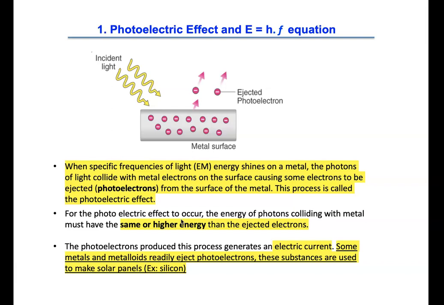Third bullet point: photoelectrons produced in this process generate an electric current. Not all metals do that. Some metals and metalloids can readily eject photoelectrons; you will learn that metalloids are elements with properties intermediate between metals and non-metals. An example is silicon. These are used to make solar panels.